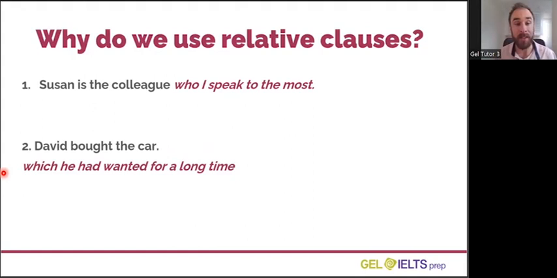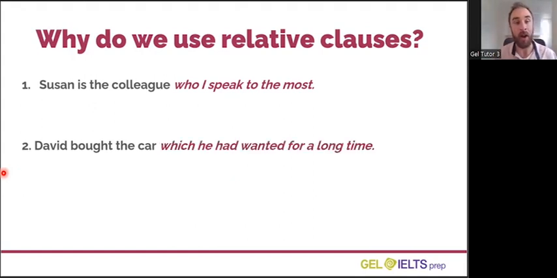The correct answer is it goes after the car because I'm defining which car David bought. David bought the car which he had wanted for a long time. So this relative clause explains which car I'm talking about. Okay, let's do another one.